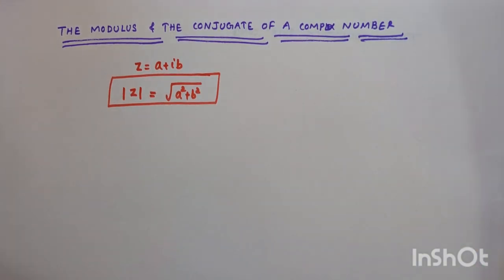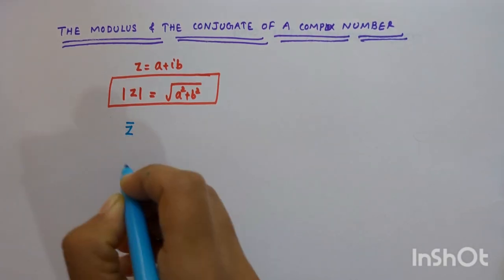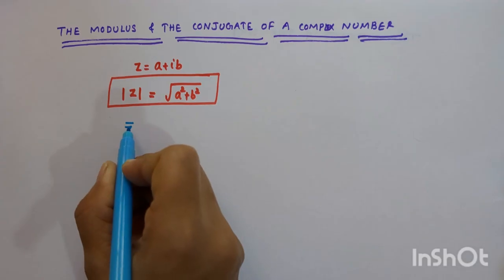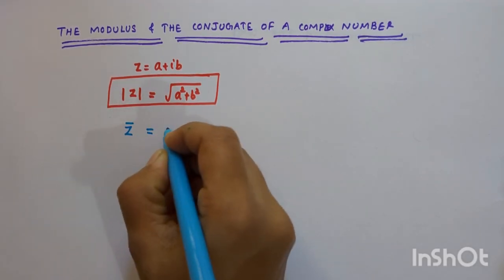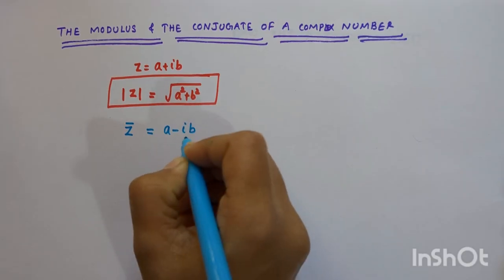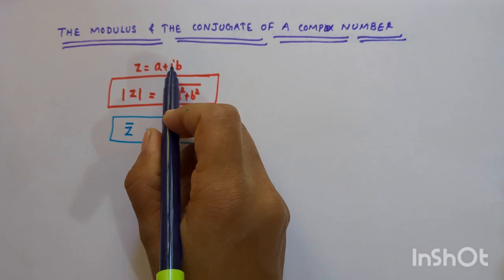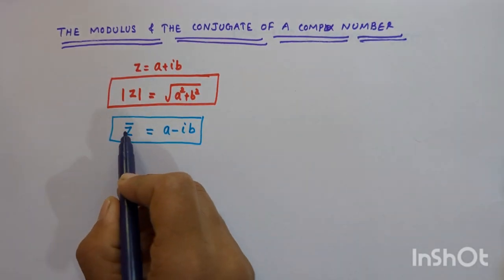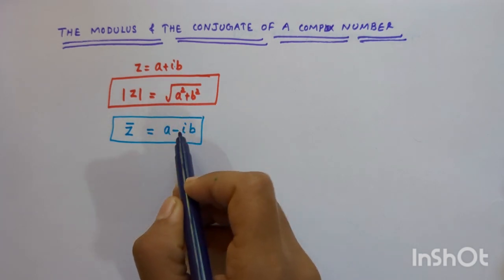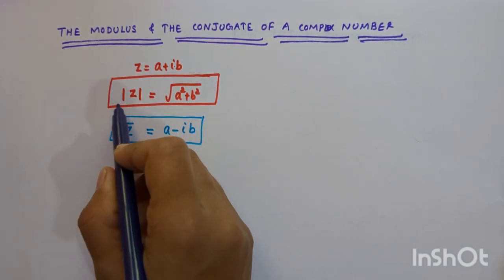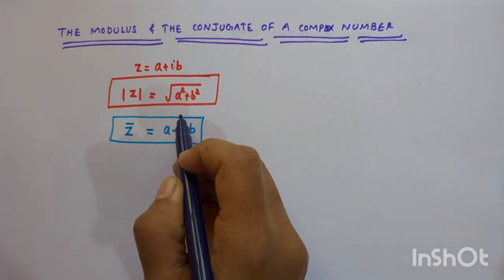Now the conjugate of the complex number z is denoted by z bar, and it is defined as a minus ib. So you see, the complex number z is equal to a plus ib, and its conjugate z bar is equal to a minus ib. That is, the imaginary part just changes its sign. Now, modulus of z is equal to square root of a square plus b square.